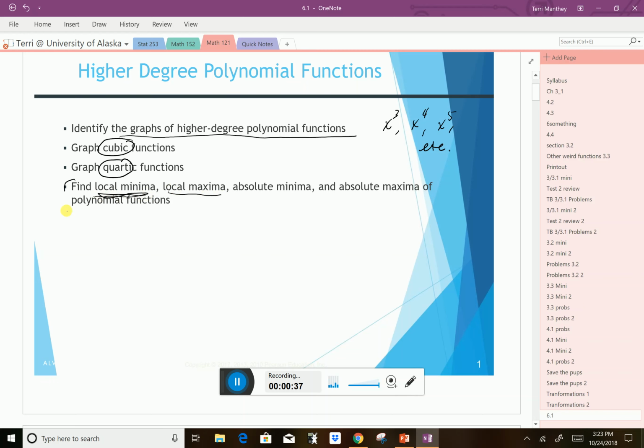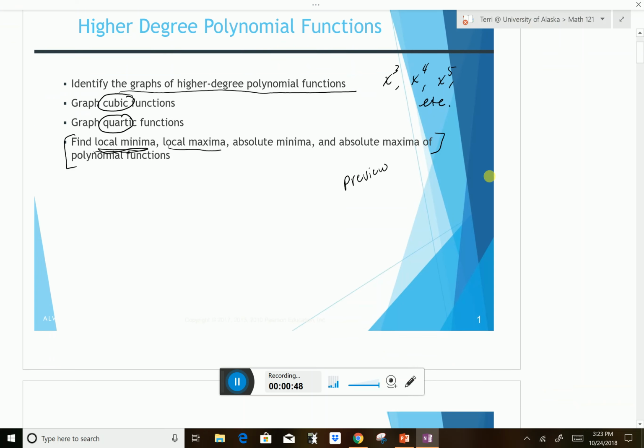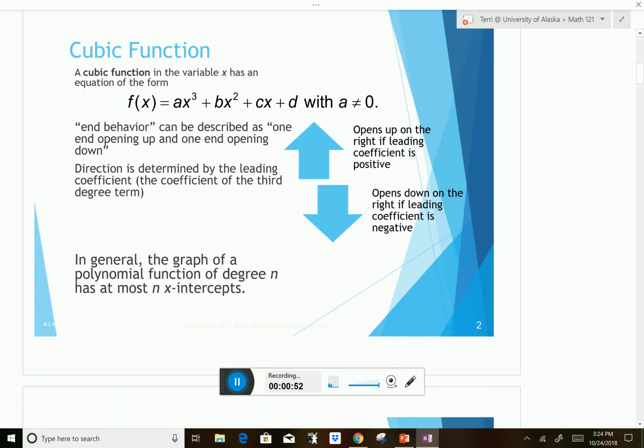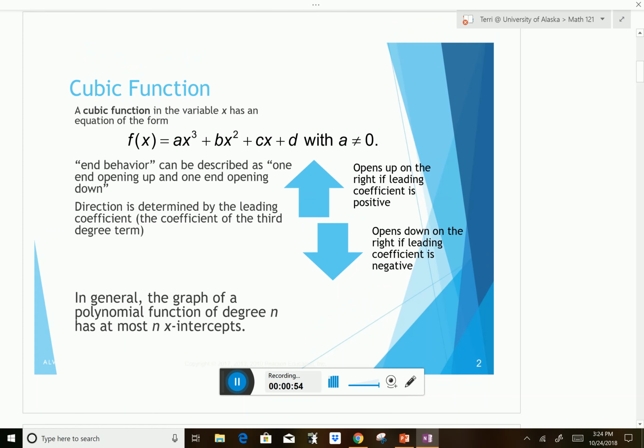This is a big preview for you guys for applied calculus. So this is a lot of the things that we're going to be looking at. So let's start talking about a cubic function. Now a cubic function has some kind of x cubed in it. Now, if all the rest of these things are 0, we know what this looks like.